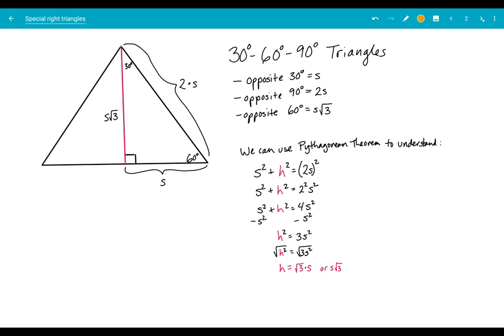There's one other type of special right triangle, and that's the 30, 60, 90 degree triangle. And this is really just half of an equilateral triangle. So I took that equilateral triangle and just broke it in half in order to create two right triangles. Now, we know that in an equilateral triangle, all of these lengths have to be the same.